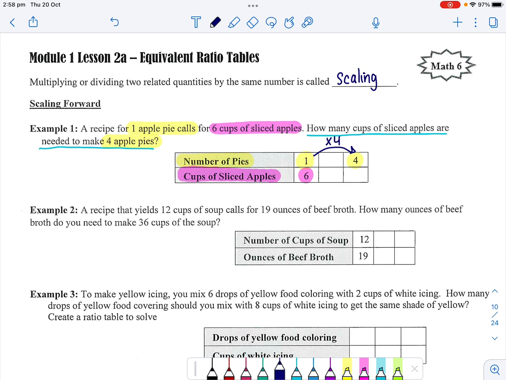And just like we've been doing with all the fraction stuff that we've been doing, all the ratio stuff that we've been doing, whatever we do to one part, we must also do to the other part. So I'm going to multiply the bottom by 4 as well. And 6 times 4 is 24. And now I'm going to answer the question. How many cups of sliced apples do I need? I need 24 cups.